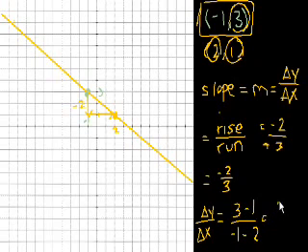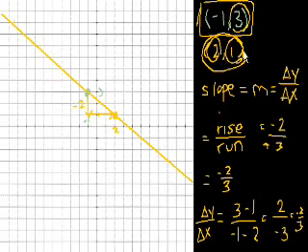So 3 minus 1 is 2. And -1 minus -2 is equal to -3. So same thing, we got -2 over 3. Now we could have done it the other way, and I'm running out of space here, but we could have made this the first point.